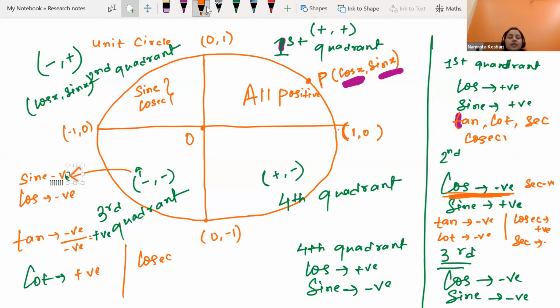Sine is negative and cos is also negative in the third quadrant. Then cosec will be negative. Sec will be negative. Now we are going to conclude. In the third quadrant, sine is negative, cos is negative, all are negative except tan and cot. Tan and cot are positive because negative by negative is becoming positive. Getting it?